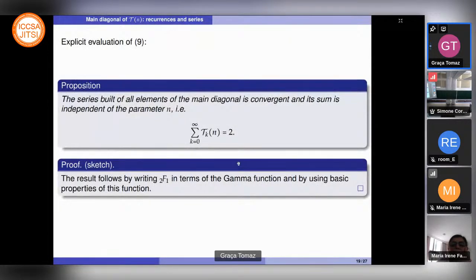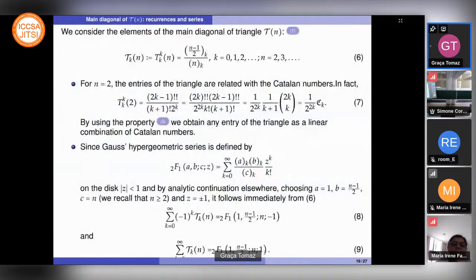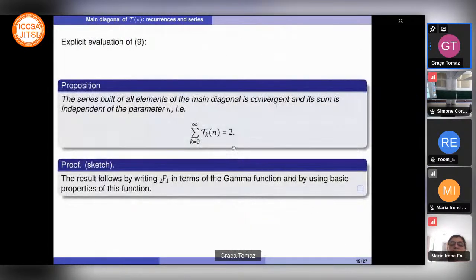The relation with the Gauss series allows the explicit evaluation of the last series, this one, which is convergent and its sum is equal to. In the proof, we write the Gauss series in terms of the gamma function, and we use basic properties of the gamma function.